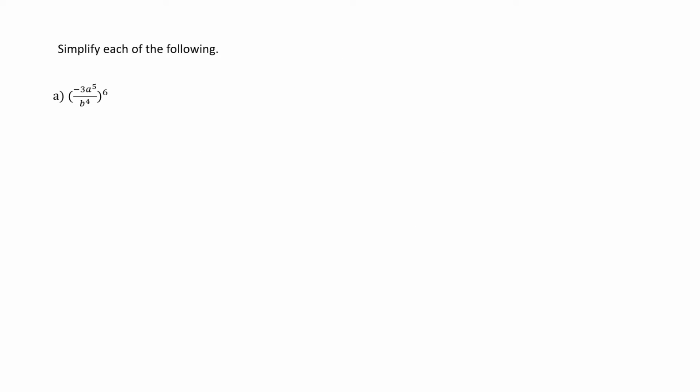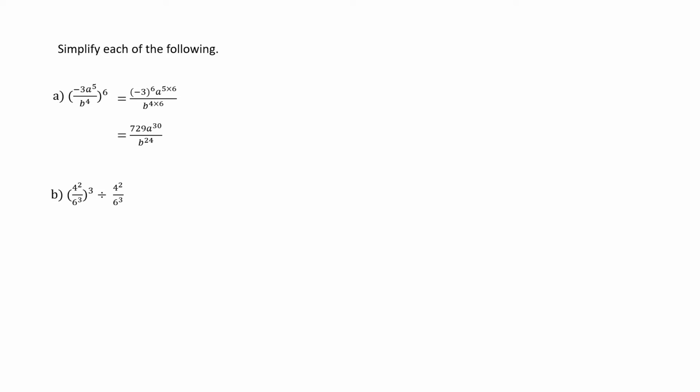Okay, let's see other examples for question A. For this question, you can see the whole thing is in a bracket. The whole thing has to be to the power 6, meaning that including the number has to be to the power 6. So this equals negative 3 to the power 6, and a to the power 5 and power 6, meaning that you can multiply them together. And this b to the power 4, you also multiply it by 6. After that, you simplify it. So negative 3 to the power 6 equals 729, and a to the power of 30, b to the power of 24.